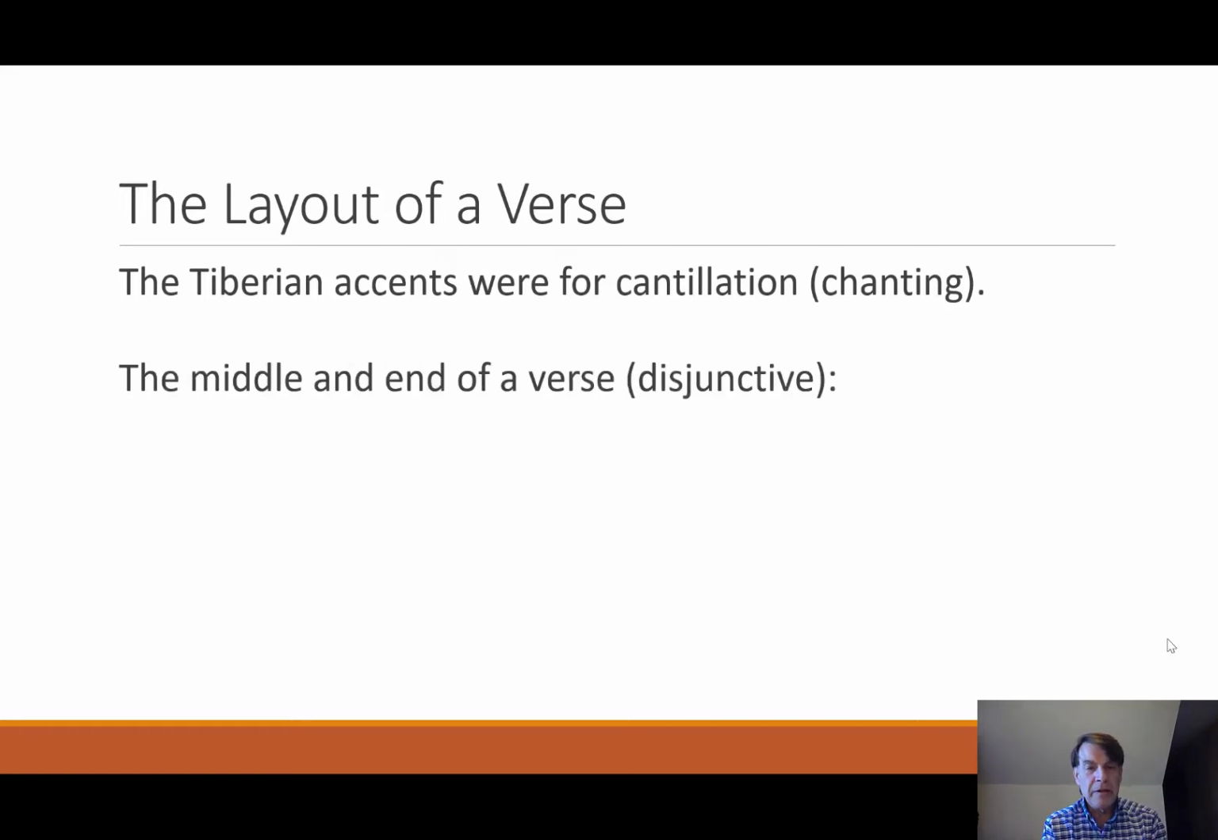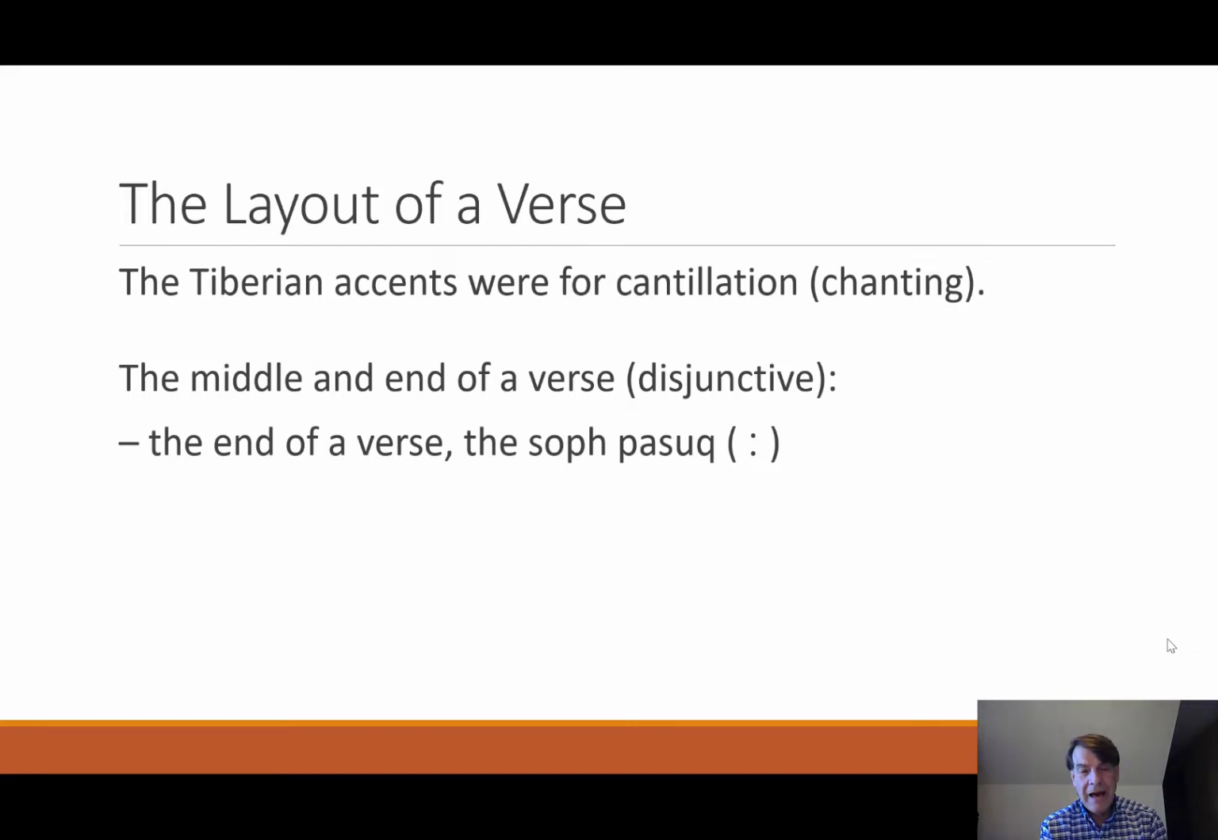So in the middle and end of a verse, you have the two disjunctive accents. At the end of the verse, you have this kind of colon-like thing called the sof pasuk. I'm not even sure I would call it an accent, but it fits into this video. At the end of a verse, you've got the two dots that look like a colon. It's kind of like a period. That's the end of a verse, and of course the end of the breath of saying a verse.